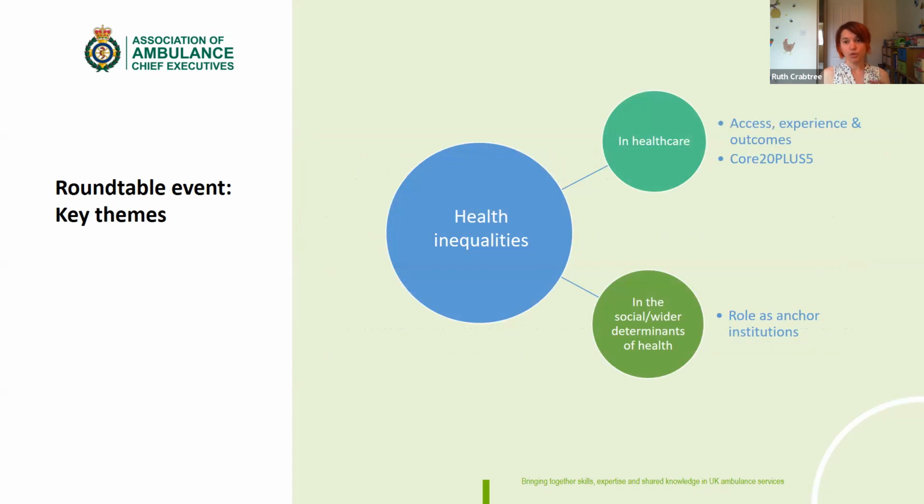So within the event, we touched on those two key themes that Christine's already outlined. So health inequalities in the context of access, experience and outcomes in healthcare. That really relates to that Core20PLUS5 framework and what the ambulance sector role is in relation to that. But then also that role in terms of tackling those wider determinants of health and our role as anchor organisations. So I won't talk any further about that because Christine's already touched on that.